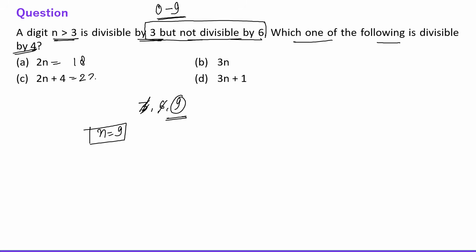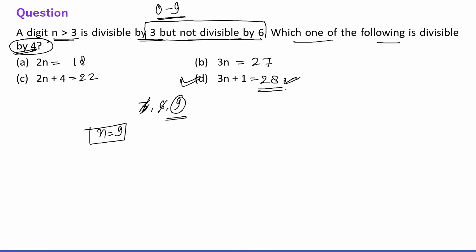2n plus 4 is 22. 3n is 27. 3n plus 1 is 28. So which one of the following is divisible by 4? So obviously 28 is divisible by 4. D option is the correct choice, right? So this one was the simple question, and here you just have to assume a right value and you can get the correct answer.